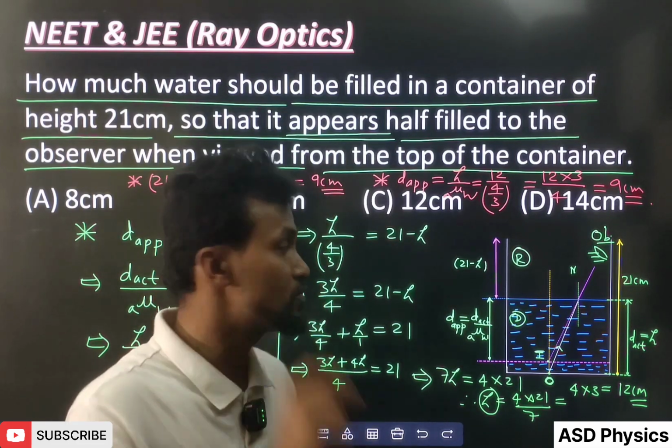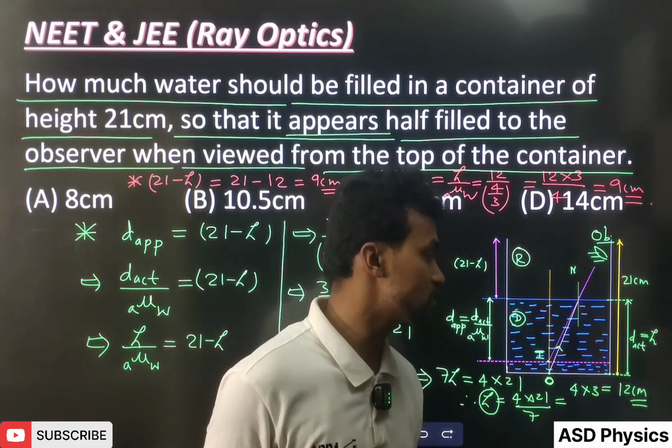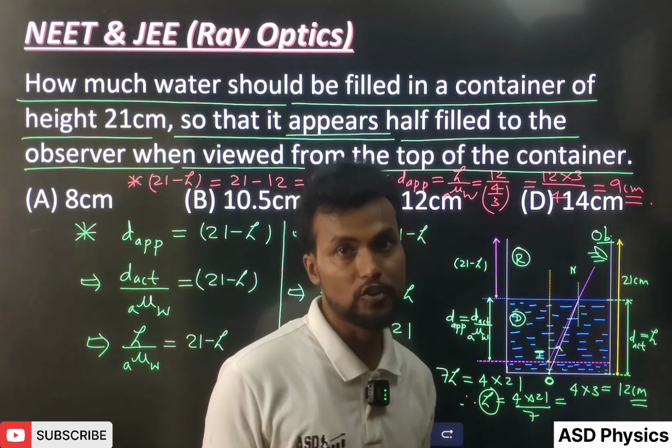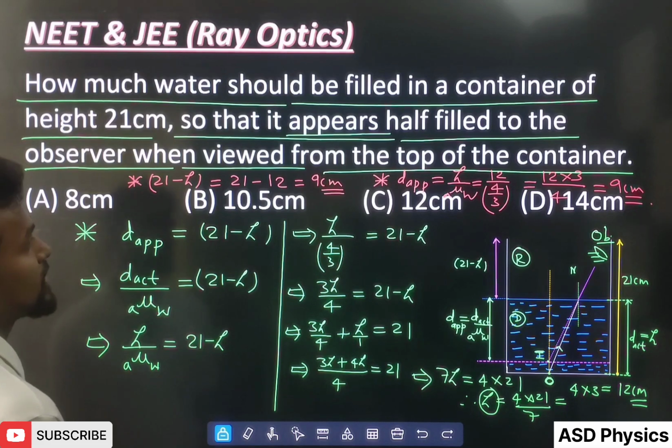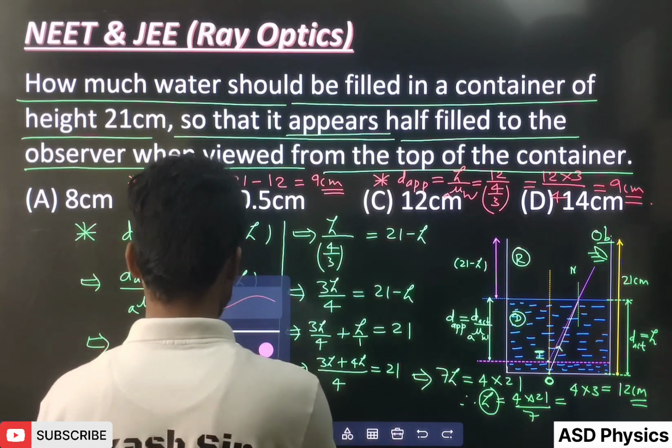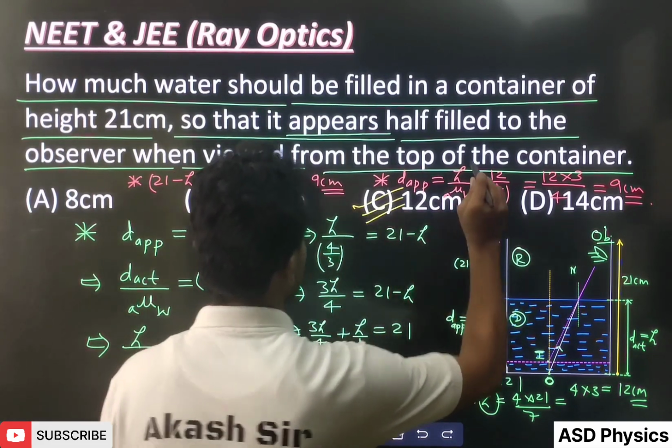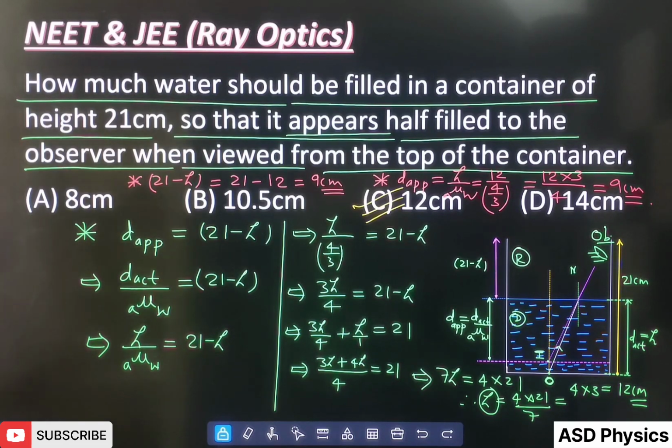But in this situation, what is the actual depth of the water? The actual depth of the water is how much here? 12 centimeter. In the question, they have asked the actual depth of the water. So what is the answer here? The correct answer is 12 centimeter. This 12 centimeter is the answer. Kindly see very well. Is it?